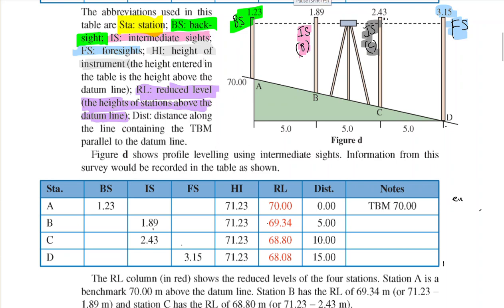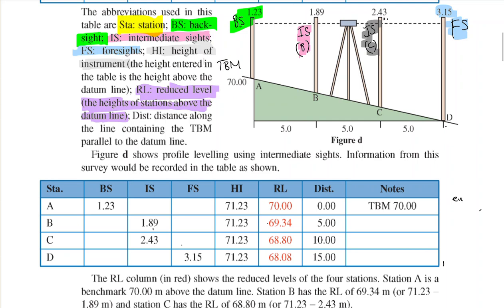We'll talk about each and every one of those things highlighted and where they fit on the diagram. So back side, I remember that's the left side, complete left side, that's the back side, and it gives you the value 1.23. Intermediary sides are at where B and C is, 1.89 for B and 2.43 for C. Then foresight is the complete value on the right there.